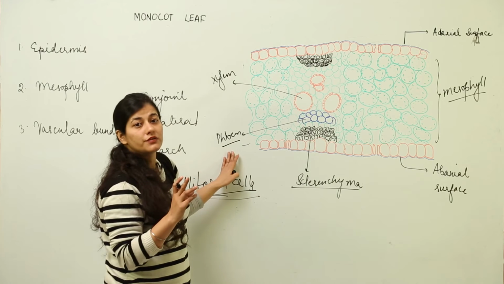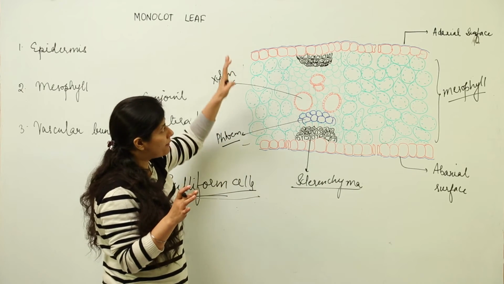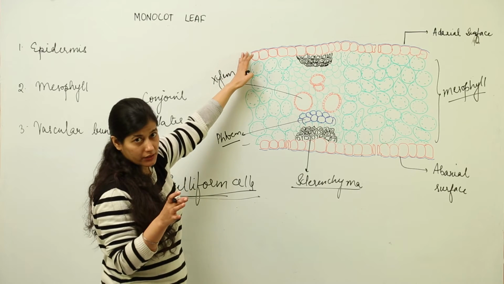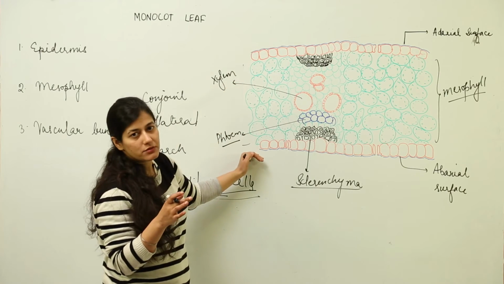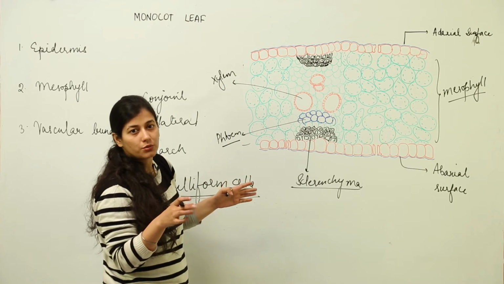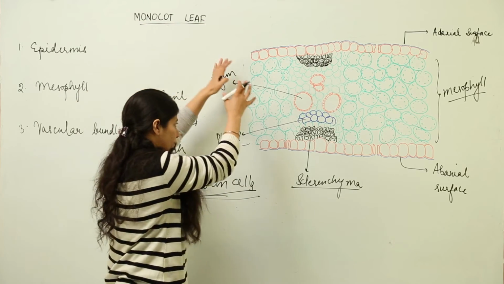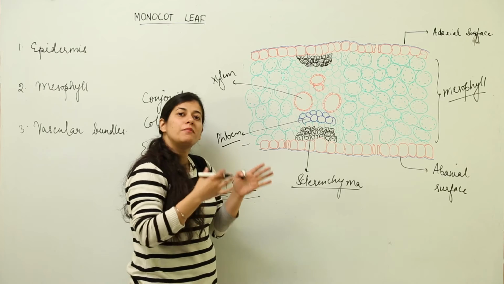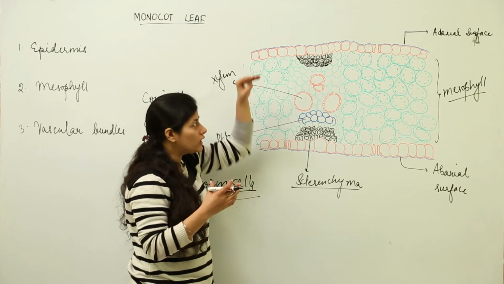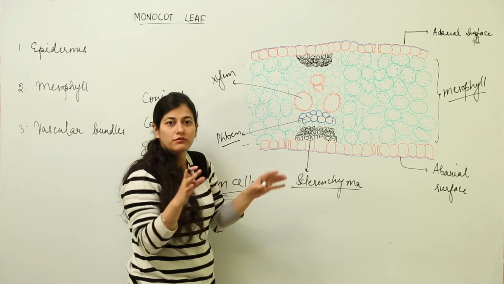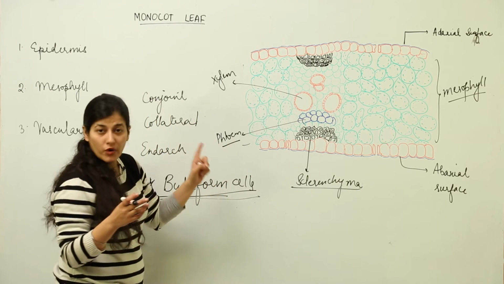Now there is one point of distinction. In the case of dicot leaf, what you observed was that the upper epidermis was lined by a thicker cuticle, while the lower epidermis did not have that thick a cuticle. In the case of a monocot leaf, the upper and lower epidermis are lined by a cuticle of equal thickness on both the upper side and the lower side. So the cuticle will not be different in its thickness. So one point of difference is this.